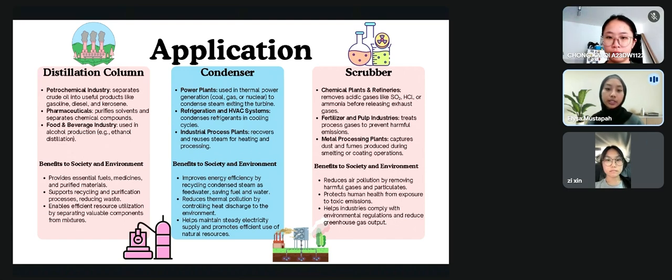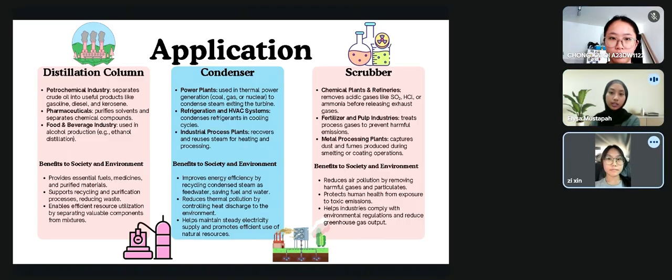The benefit to society and environment, it improves energy efficiency by recycling condensed steam as feed water, saving fuel and water. It reduces thermal pollution by controlling heat discharge to the environment, and it helps maintain steady electricity supply and promotes efficient use of natural resources.